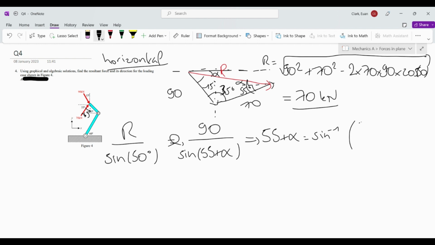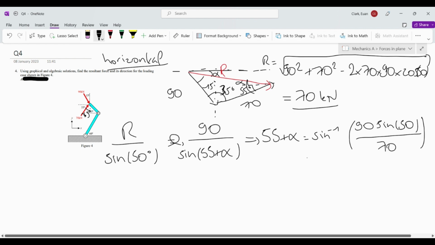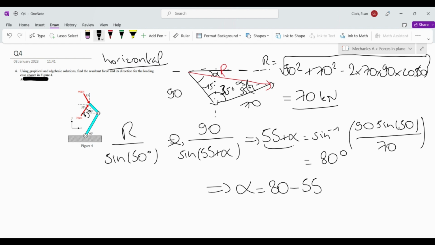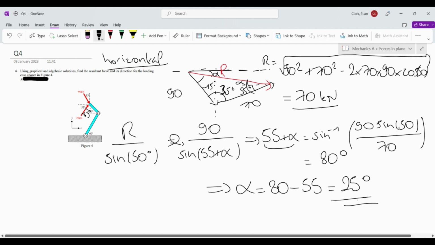So then we do it as always: 55 plus alpha equals sine inverse of 90 sine 50 degrees over R, and R we just found above, which is 70. Now this is going to give us 80 degrees, and finally alpha is simply equal to 80 minus 55, because we've just used it here, which is equal to 25 degrees. Final answer. There we go, and you can double check it's correct with what's here. So there we go, 70 and 25 degrees.